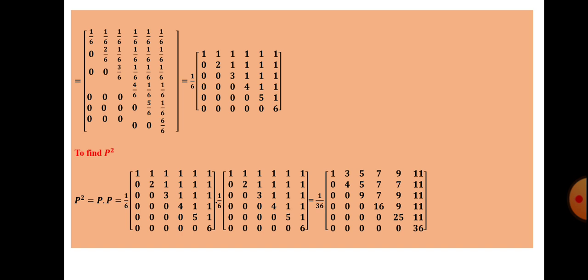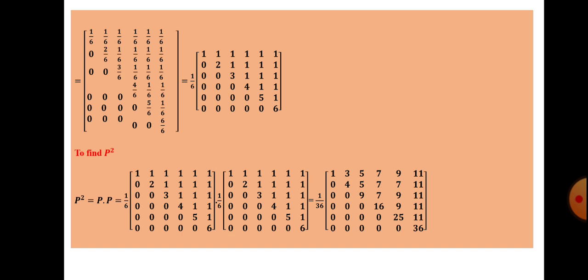Then present one 3, previous one, what are the possibilities? 3, 2, 1. So add up all the probabilities, 1 by 6 plus 1 by 6 plus 1 by 6, you will get 3 by 6. Next one 4, 4 is always greater than 3, so 1 by 6, etc. So you fill up all the rows, and you will get 6 by 6.